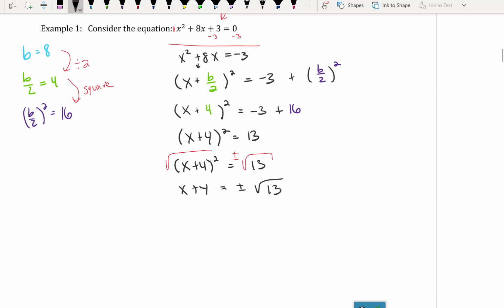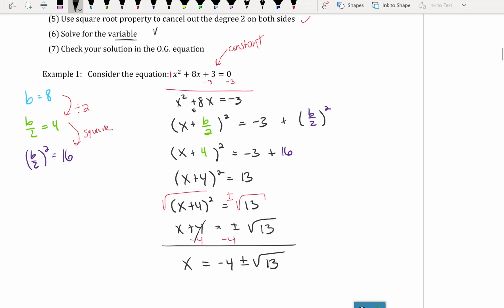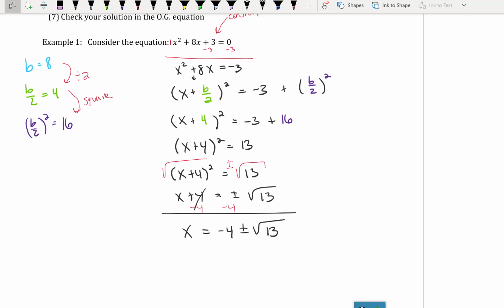So in order to do that, I'm going to have to subtract 4 from both sides. So now x is equal to -4 plus or minus the square root of 13. So I solved for the variable. Now you want to check your solution in the original equation. You want to make sure that when you plug this in, it's actually going to give you 0. And I've checked it, and it works out. So that is going to be my answer.